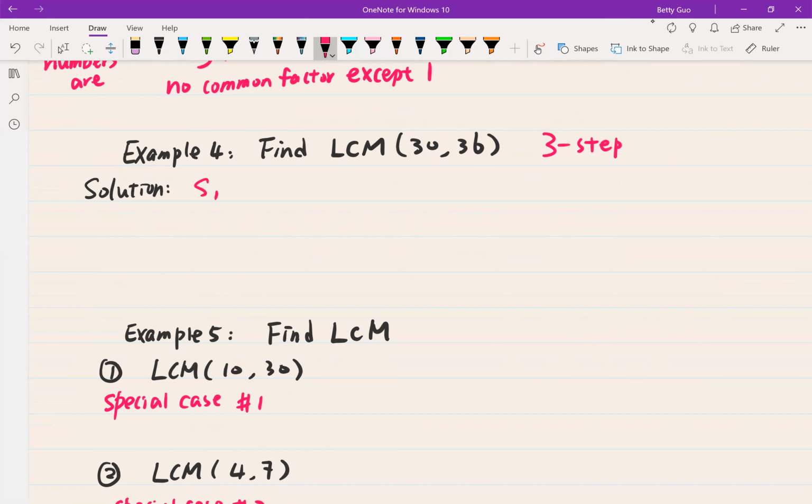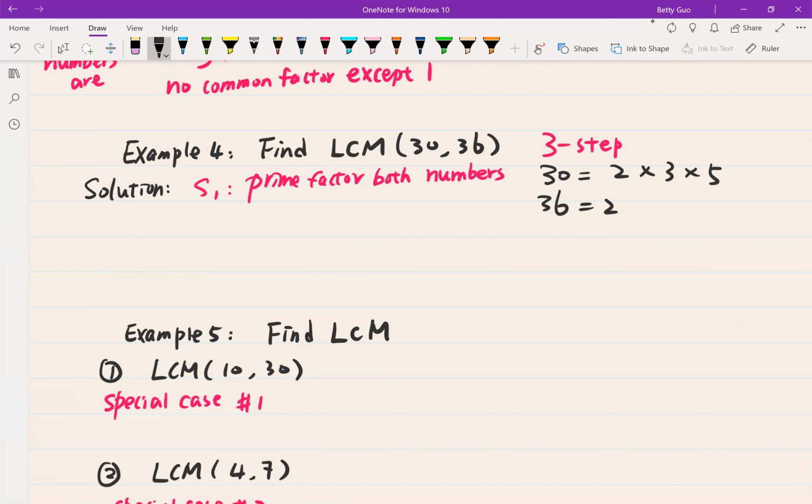Step 1, prime factor both numbers. The first step is the same as earlier when we looked for the GCF, right? So we have 30 equals 2 times 3 times 5. 36 equals 2 times 2 times 3 times 3. Step 2 and 3 are different.